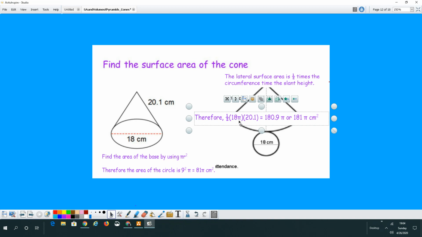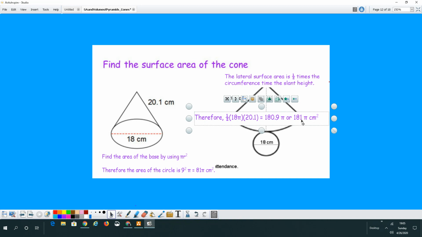And so in this case, our circumference is, excuse me, 2 pi r. Okay, so we want half of that. So we're going to take 1/2 times 18 pi times 20.1. We get 180.9 pi. Or we chose to round this up to 181.